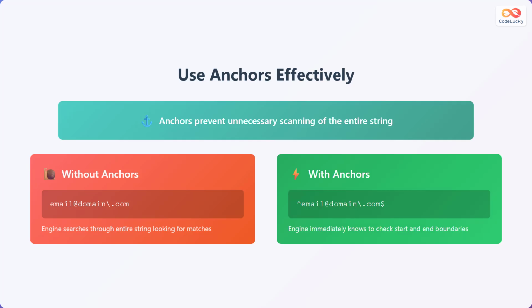Anchors play a vital role in optimizing regular expression performance. Anchors prevent unnecessary scanning of the entire string. Consider this slower example: email@domain.com. Without anchors, the engine searches through the entire string, looking for matches. A faster approach is to use anchors like this: ^email@domain.com$. The engine immediately knows to check the start and end boundaries.